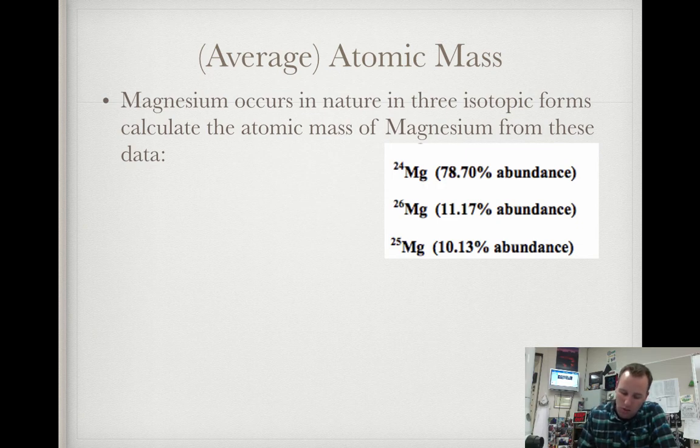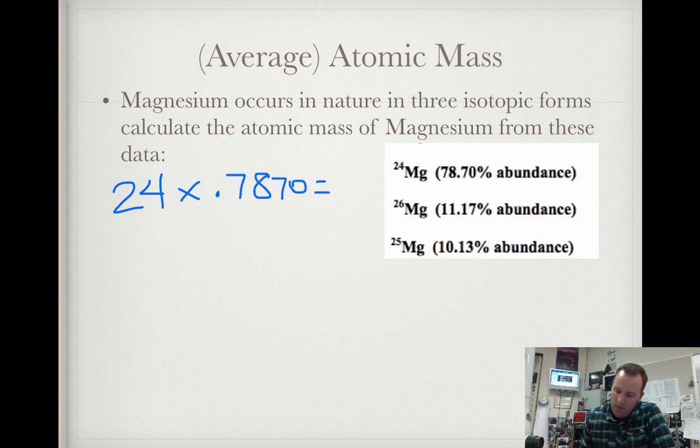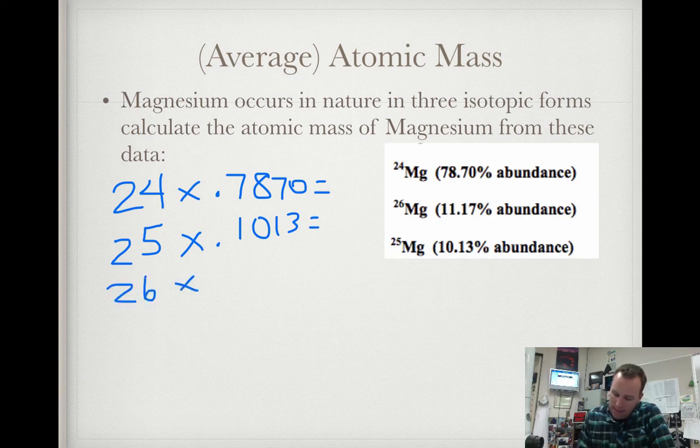So you're going to take the abundance of each one and multiply it by the mass of each of the isotopes. So we have magnesium 24, 24 AMU. We're going to multiply that by 0.7870. We have 25 AMU and multiply that by 0.1013. And 26 AMU times 0.1117. Now notice I converted all the percentages into decimals, okay? So make sure you do that. Don't leave it as the whole number. It has to be in the decimal format.